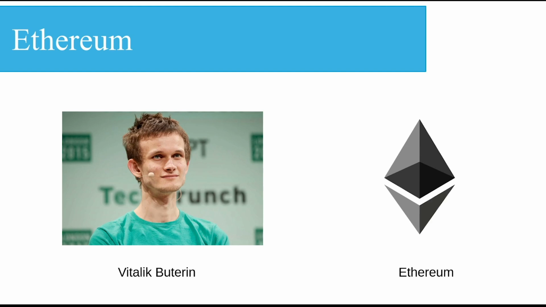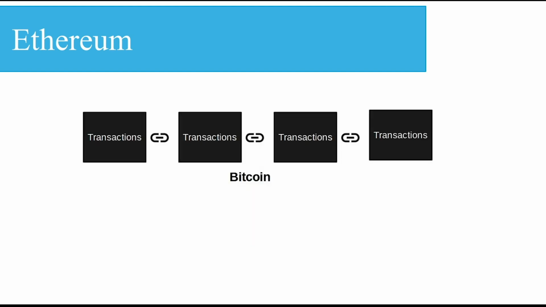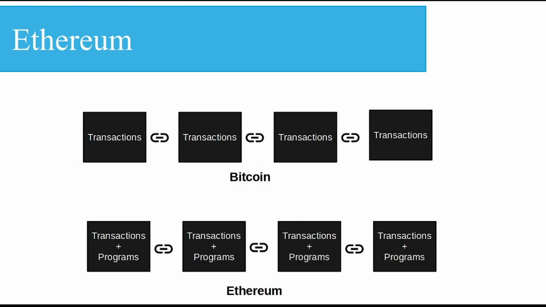If you look at the Bitcoin blockchain, it looks something like this. It has transactions running on it. So Bitcoin is mainly used for transactions, and that's what we do with Bitcoin, right? We transact. It is only used as a cryptocurrency. But if you look at the Ethereum blockchain, it looks something like this. Apart from transactions, it also has programs. This gives power to Ethereum. This is the beauty of Ethereum, and that's why Ethereum is so powerful: programs running on top of a blockchain.